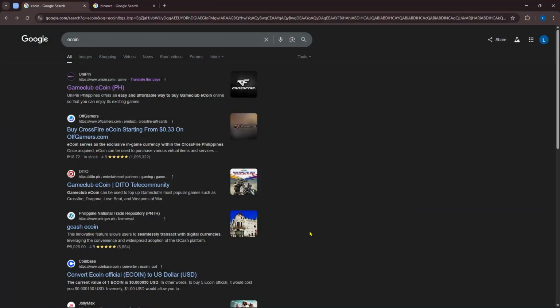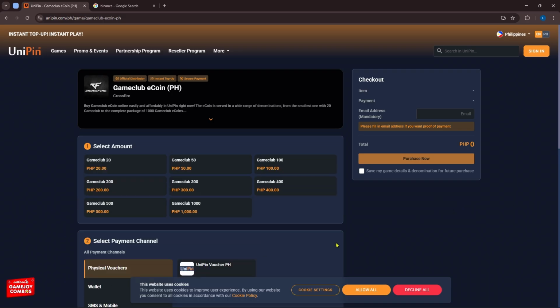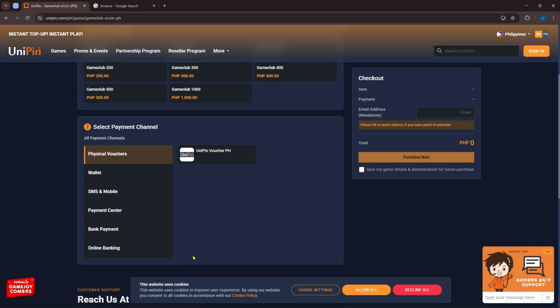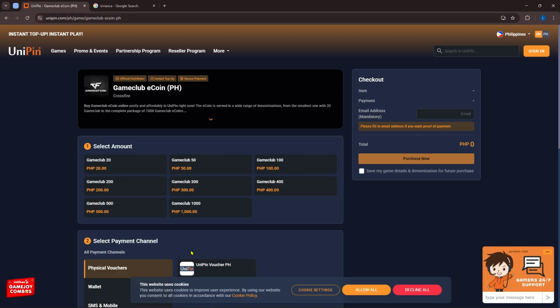Hey guys, so you want to buy Ecoin using GCash. The answer for that is that since Ecoin isn't directly listed in GCash, you'll need to use a crypto exchange that supports Philippine peso deposits.